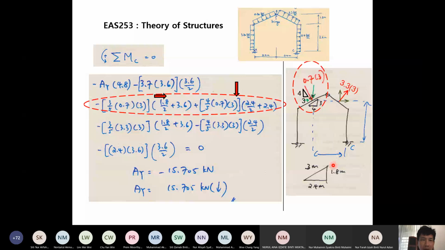So you get the horizontal component, and the perpendicular distance will be this distance. The blue color here, this distance. So half of this height, which is 1.8 divided by 2, and the height of this vertical member is 3.6. And we take moment at A, so it's causing clockwise moment. That's why it becomes negative. Okay. So next is this one.